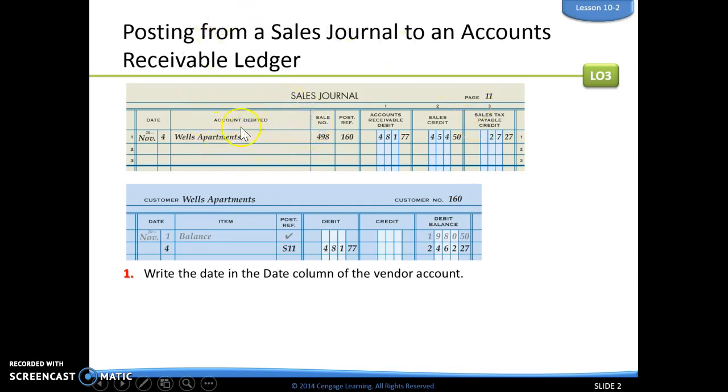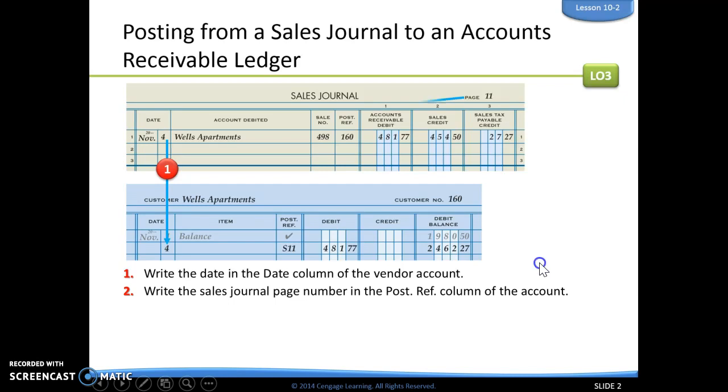So when we look, we're going to be posting to our customer accounts that are labeled here under our account debited column. So we're going first to our Wells Apartments. We're going to start with our date. We're going to put in our post reference. Now, again, remember we are going to have multiple journals, so we need to abbreviate them. So we're going to use S for sales journal and then 11 for page 11. So sales journal, page 11.